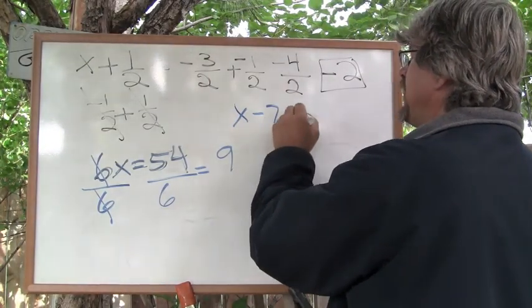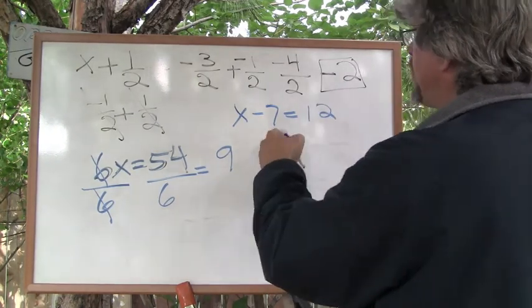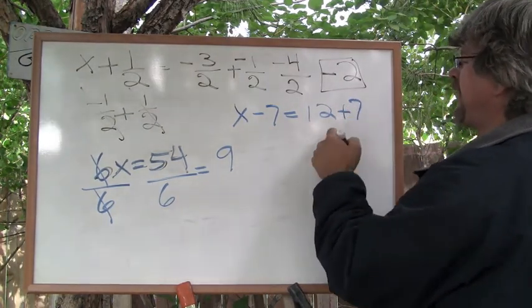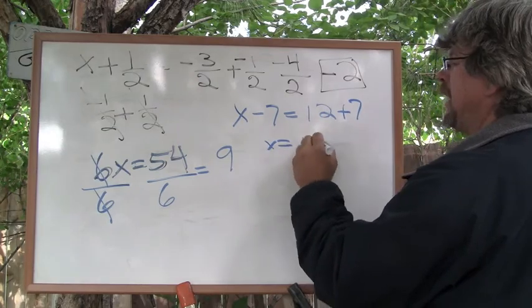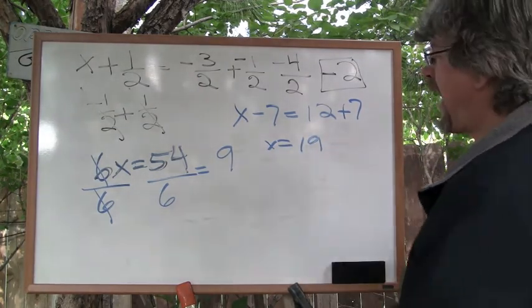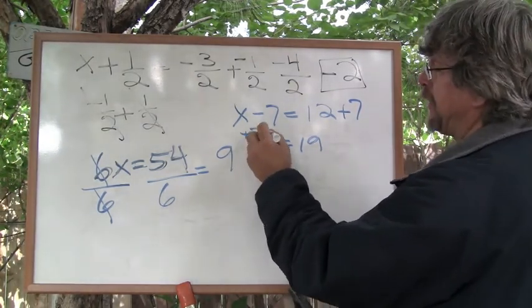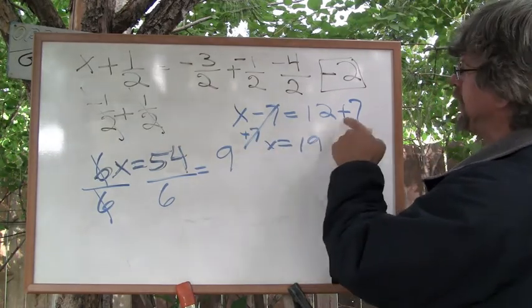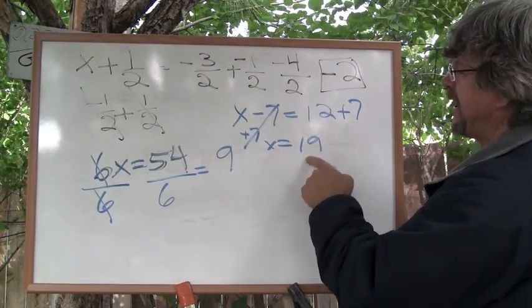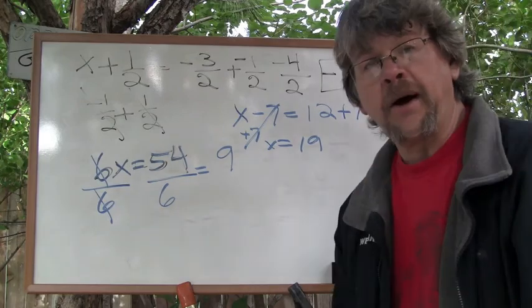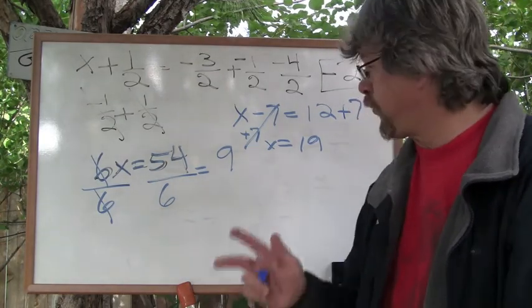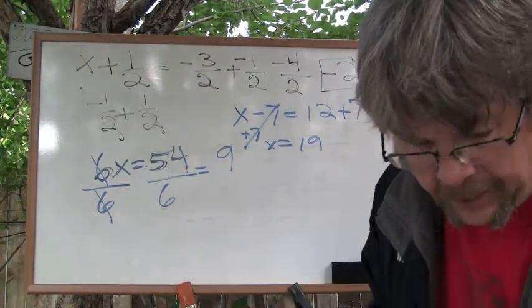x minus 7 equals 12. Someone subtracted 7, so we have to add 7. So x equals 19. We add 7 to both sides. I'm not going to do that step because that simply cancels it. So adding it here gives me 19, and my x is isolated, so I have 19. It's truly not any more complex than that.